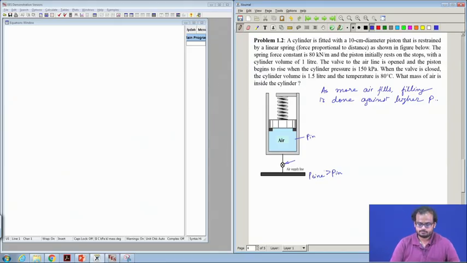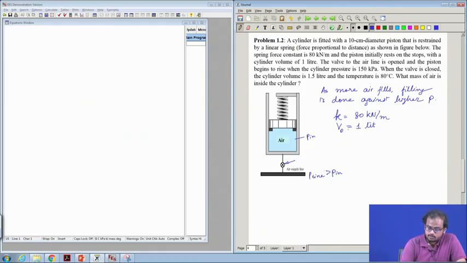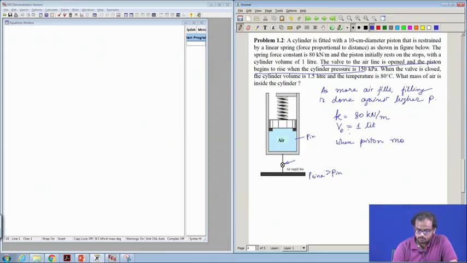That is the question. So, the spring constant is given as 80 kilonewton per meter, and the initial volume is given as 1 liter. Let us call this V0, it is given as 1 liter. Now, it is given that after opening the valve, the piston rises only when the cylinder pressure is 150 kPa. So, when the piston moves, there has to be first enough pressure developed inside this particular chamber, and that pressure I will call P0, and that is equal to 150 kilopascal.